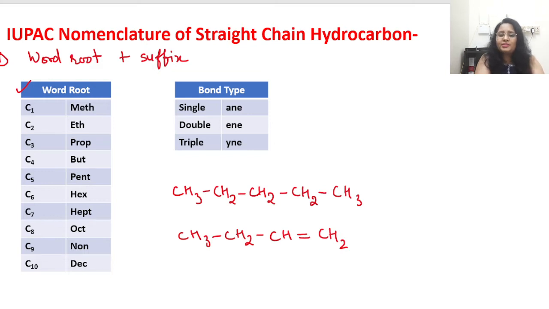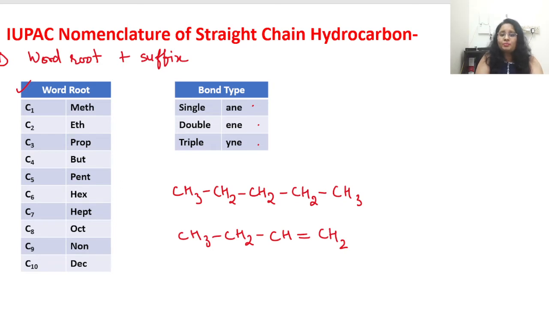chain. Next, after writing the word root, we will write the suffix. The suffix will show the type of bond. If there is only a single bond, we will write "ane". If there is a double bond, we will write "ene", or if a triple bond, we will write the suffix "yne". So using these, let's write the names of these two examples.